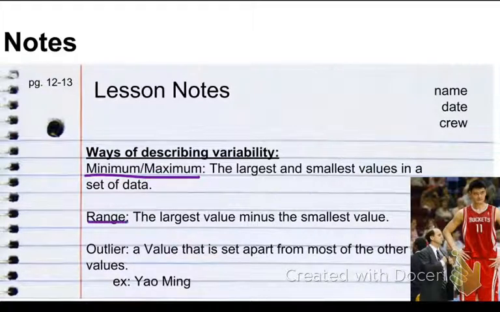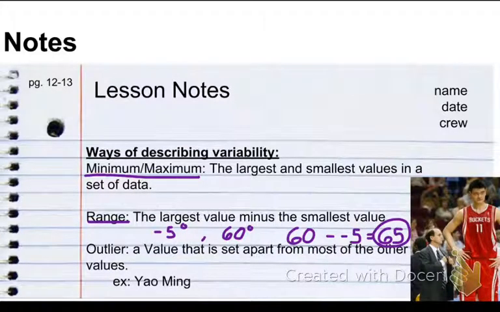The range, on the other hand, is the largest value minus the smallest value. Let's say it was -5 this week, and it was also 60 degrees this week. What we would do is 60 minus -5. We would get a range of 65 degrees. That means that our numbers varied 65 degrees between the largest and the smallest.